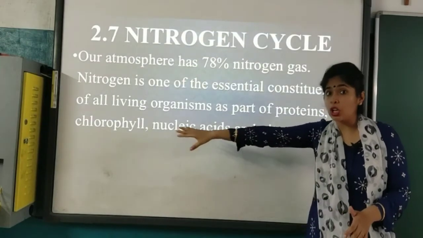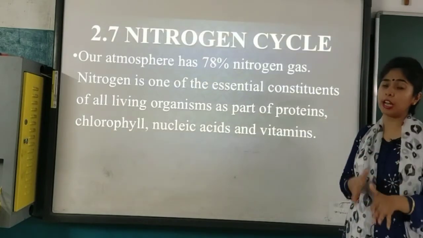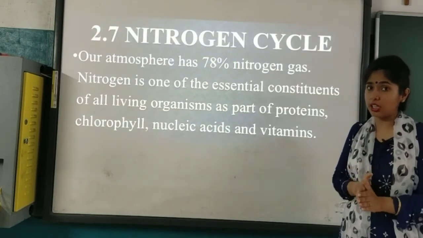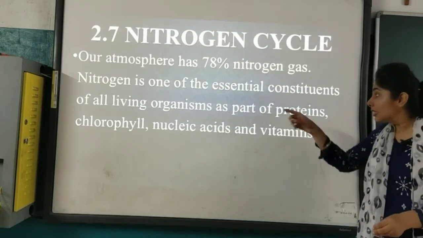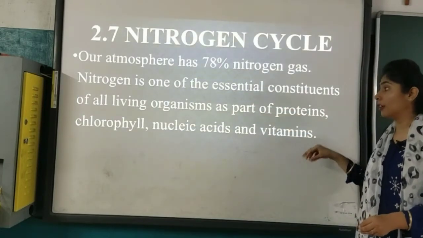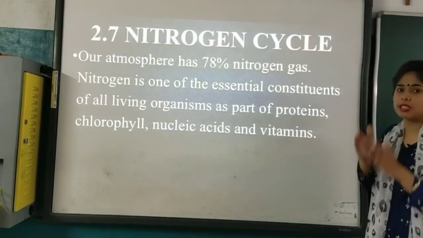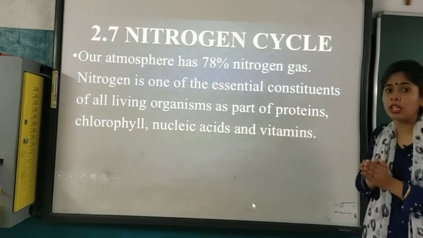For the chlorophyll also nitrogen is needed. For the formation of the vitamins also nitrogen is needed. So in the plants, these things we need for the production of the food, and for these things we need nitrogen, which is the most essential thing.